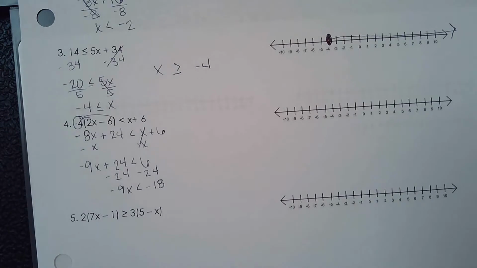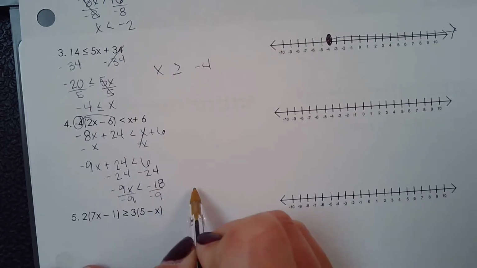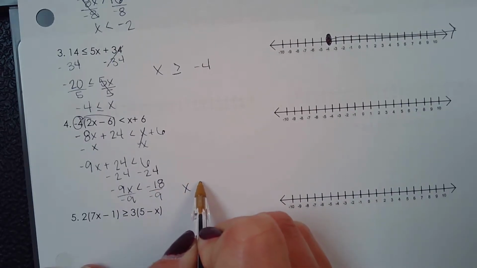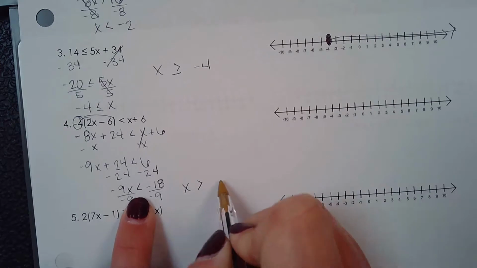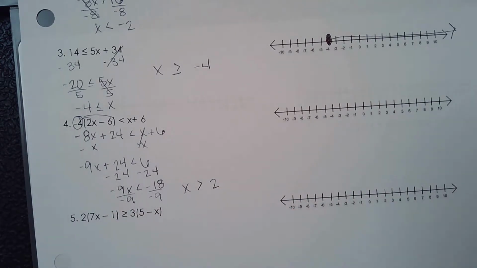And our last step, divide by negative 9. When you divide by a negative, what do you have to do? Flip it, so we've now got x is greater than 2. And if you solved it the other way, you probably just had 2 is less than x, but it's the same thing.